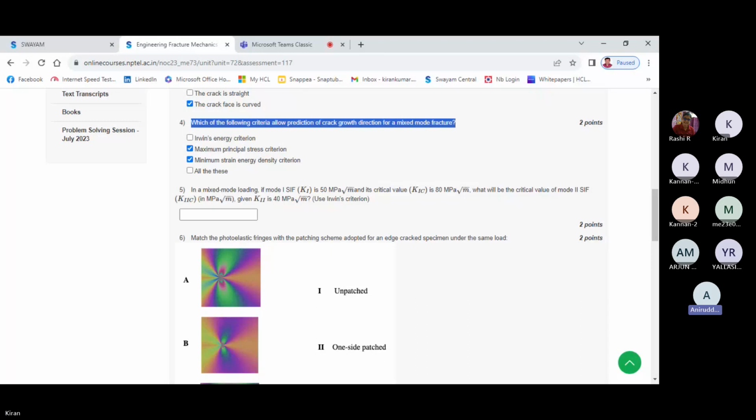If I'm wrong, please correct me. Yeah, that's correct. Actually, whatever you are saying is correct, because it has the value of angles also to find out.